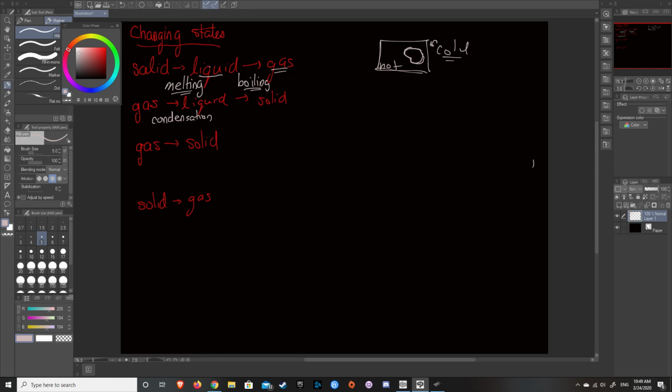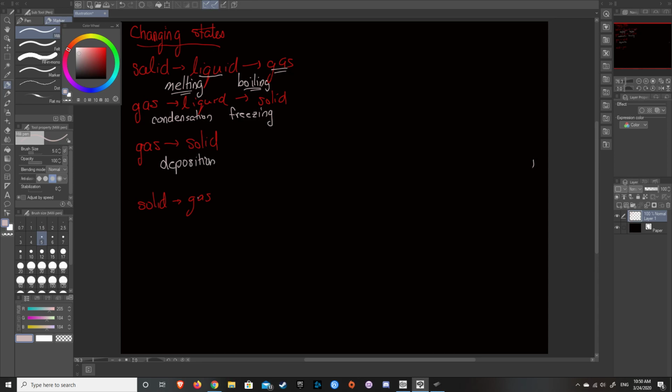It goes from a gas to a liquid, and eventually that liquid freezes into a solid. So gas to a liquid is condensation, and a liquid to a solid is freezing. So we freeze something when we turn it from a liquid to a solid. The last one we're going to cover is a gas to a solid. We call this deposition.